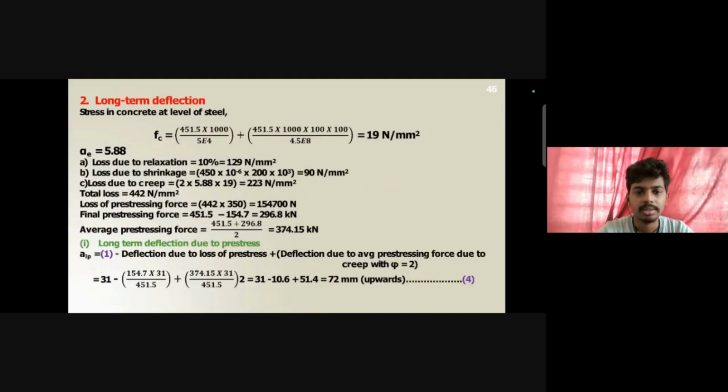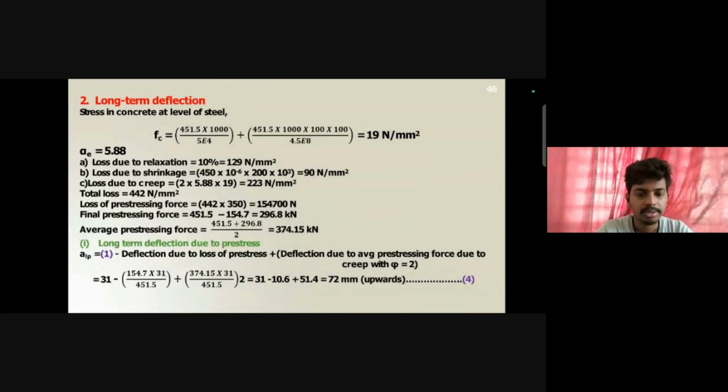And then the long-term deflection is as follows, where the fc we need to calculate is 451.5 into 1000 by 5 E4, and we get the value 19 Newton per mm². The loss due to relaxation is 10%, and the loss due to shrinkage is 19 Newton per mm², and the loss due to creep is 23 Newton per mm², so that's 442. The pre-stressing force loss is 442 into 350, so 154,700 Newton. For the final pre-stressing force, we subtract 551.5 minus 154.7, where we get 296.8 kilonewton. So the average force is as follows, 374.15.